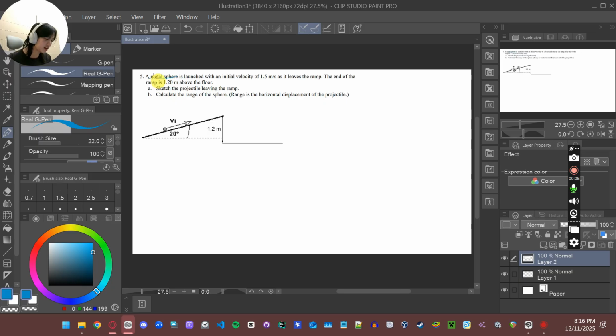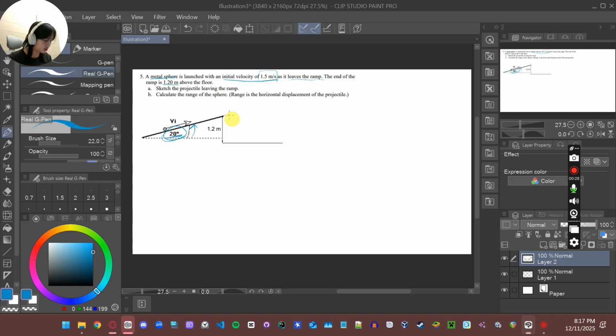This problem says that a metal sphere is launched with an initial velocity of 1.5 meters per second as it leaves the ramp. And it also says that the end of the ramp is 1.2 meters above the floor. Additional information, this ramp is angled upwards at an angle of 20 degrees.